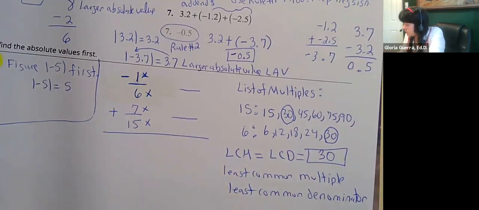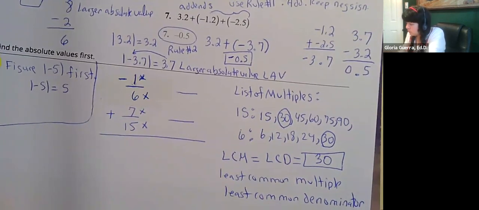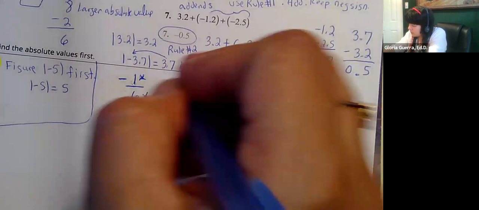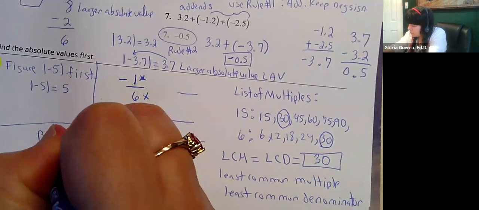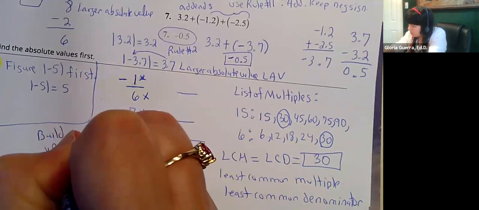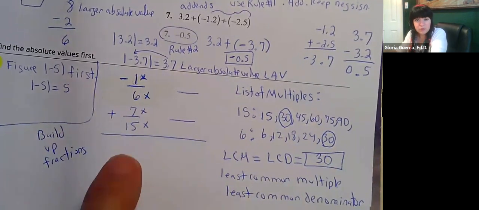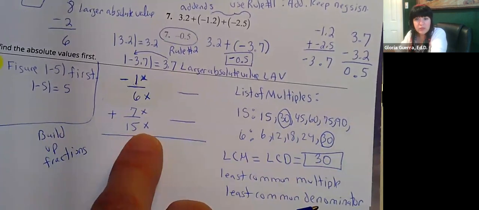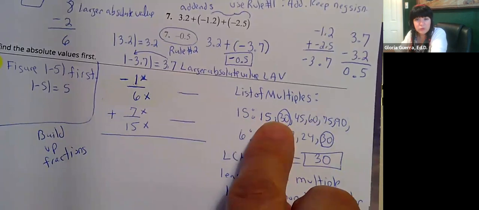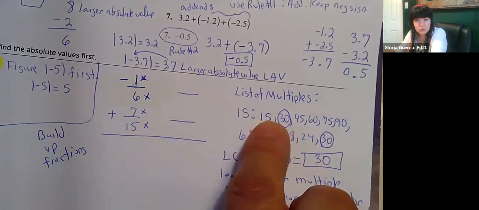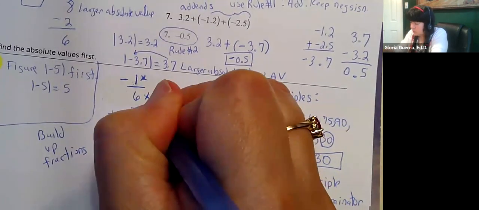All right, so now I'm going to build up my fractions. This is called building up the fraction. If I start with the bigger number, 15, 15 times what gave me 30? 15 times 2. If I count 1, 2. So 15 times 2 gives me 30.